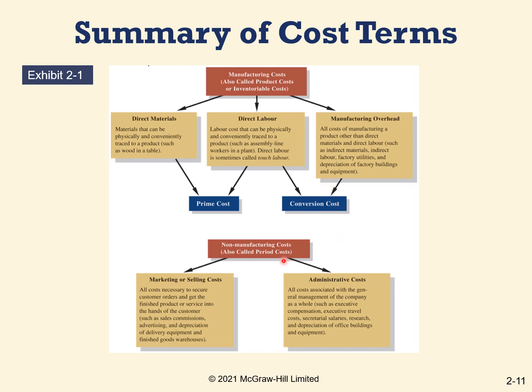And then down below, we have our non-manufacturing costs, also called our period costs, which are immediately recognized as they are incurred. They are our marketing or selling costs, so all costs necessary to secure customer orders and to get the finished product or service into the hands of the customers, such as our sales commissions, advertising, and depreciation of delivery equipment and finished goods warehouses, so not any of our buildings or anything required in our factory plant.